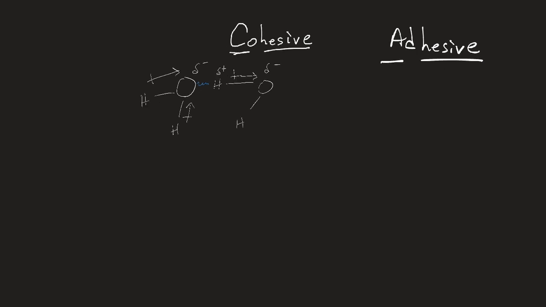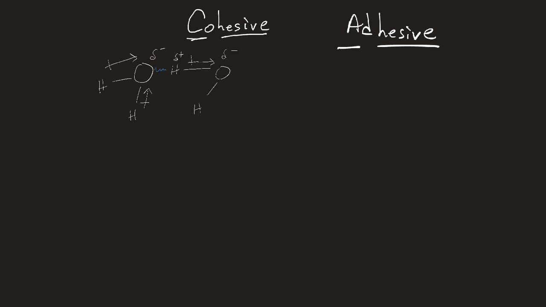But see, it's the same thing. If you have a surface of something, let's just look at surface tension. Well, surface tension is because of cohesive. They're sticking to each other. But if you have a plant, let's just use green because it's a plant.